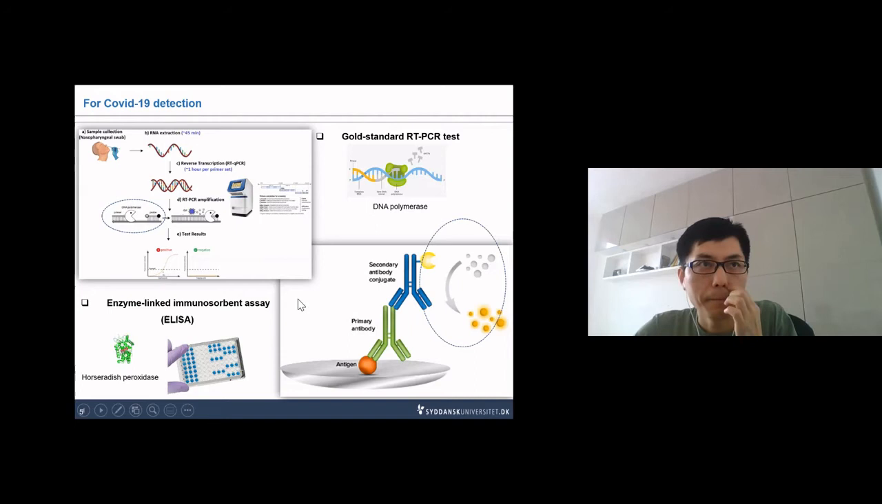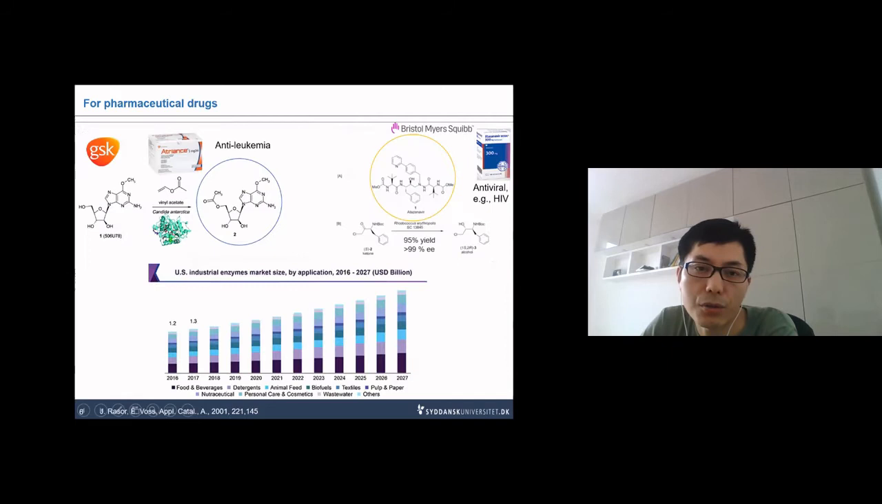And not only for diagnosis, enzymes are also used to produce pharmaceutical drugs for disease treatment. For example, GSK has employed the enzyme lipase to perform an acylation reaction in order to synthesize an anti-leukemia drug. Since we are not all chemists here, I will not explain why this reaction is challenging in chemistry. But generally speaking, if you don't use this enzyme, you will produce many different side products, which are harmful for the treatment. However, if you apply the enzyme, in the end you will get only the pure compound, with very good efficiency.